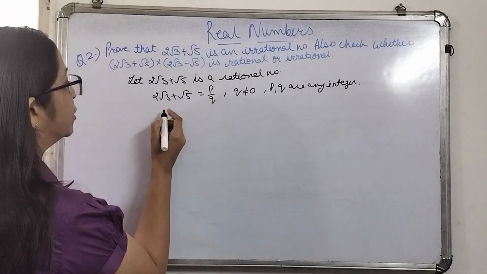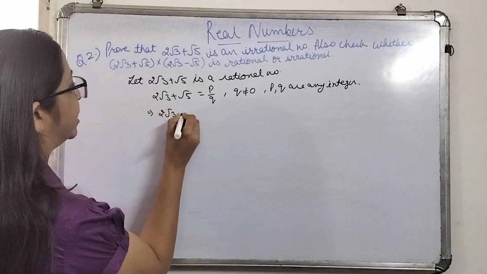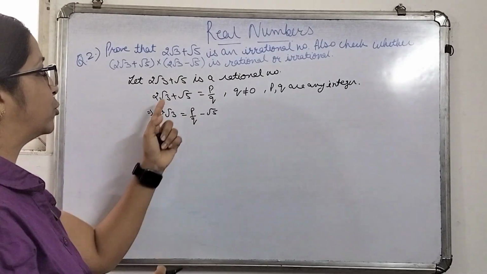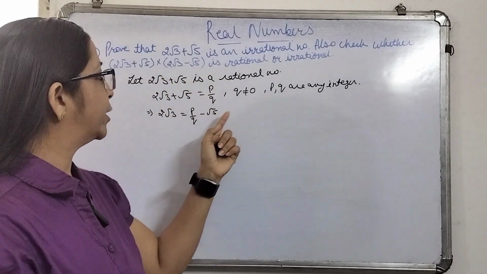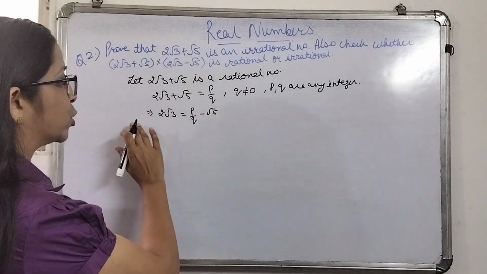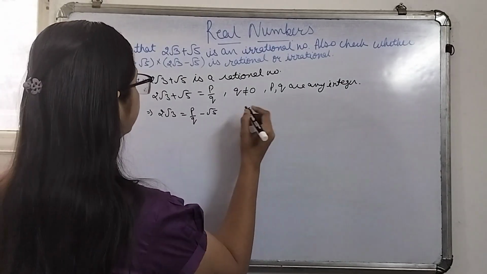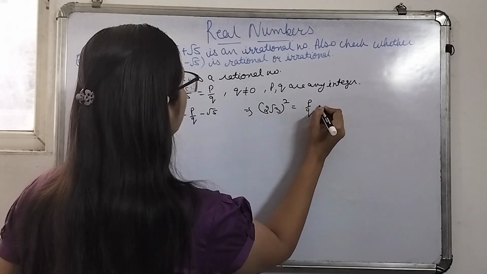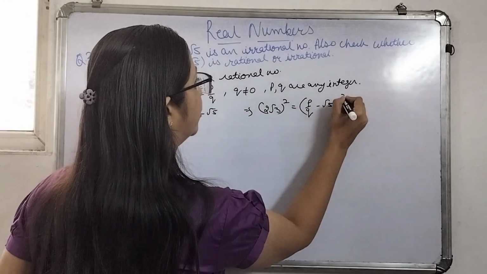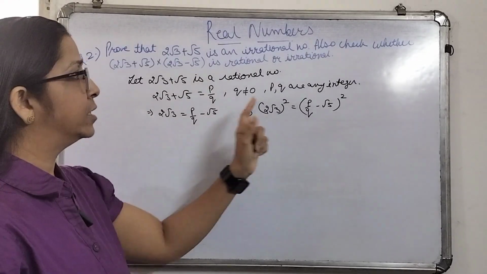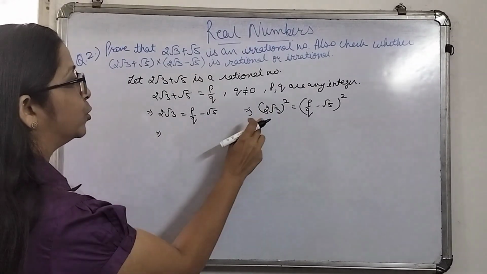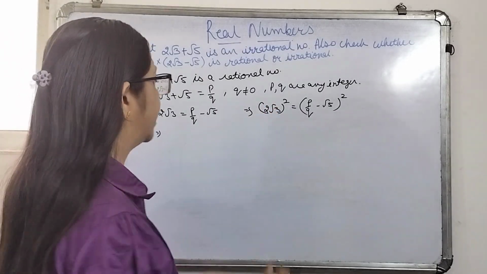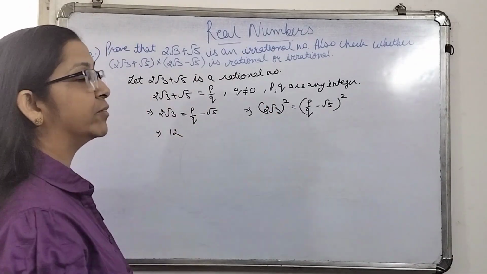Now if this is the case, we can say 2 root 3 is equal to P upon Q minus root 5. The plus root 5, when it changes sides, becomes minus root 5. Now squaring both sides, we get (2 root 3) whole square equal to (P upon Q minus root 5) whole square. We have squared both sides. The square of 2 root 3 is 2 multiplied by 2, that is 4, and root 3 into root 3 is 3. So 4 times 3 is 12. So the square of 2 root 3 will be 12.